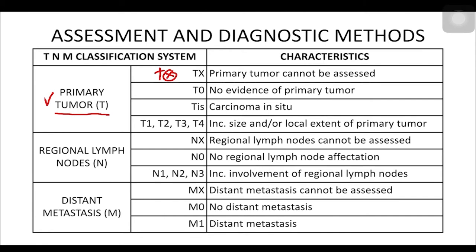T0. Sir, what's the difference of T0 with TX? Okay. There are changes seen, like a laboratory test for tumor, but there's still no evidence. You can't prove it for primary tumor. Okay. TIS, there is carcinoma involved already. So, TIS.